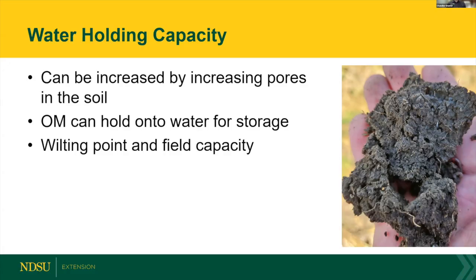Wilting point. The importance of having cover crops and building that organic matter for water storage is when you're able to lower your wilting point. That means in a time when you're hitting the really dry point at the end of the season. So in North Dakota here, we have a lot of moisture at the beginning of the season, and it gets drier towards the end of the season.